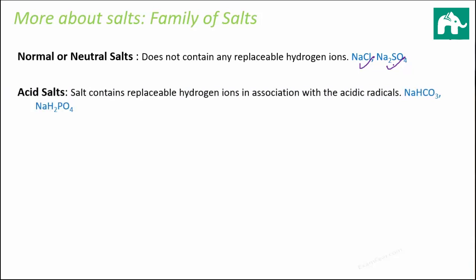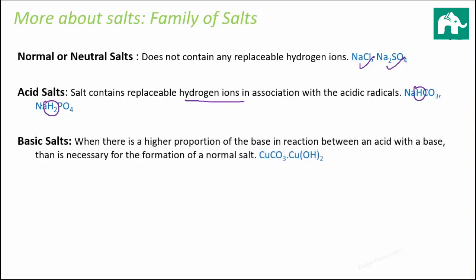Then there are acid salts. Whenever the word acid comes, that means they have an excess of H+ ions. So they have replaceable hydrogen ions in association with the acidic radicals. For example, NaHCO3, NaH2PO4. The presence of this hydrogen ion tells us that they are acid salts.